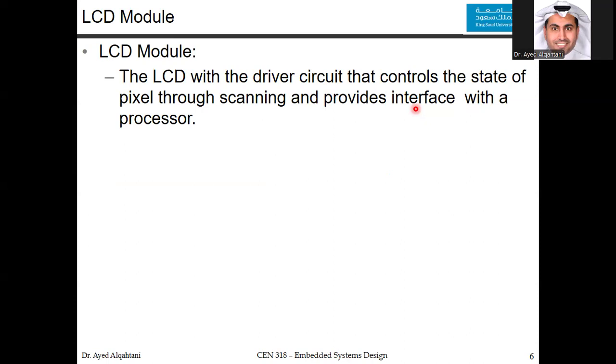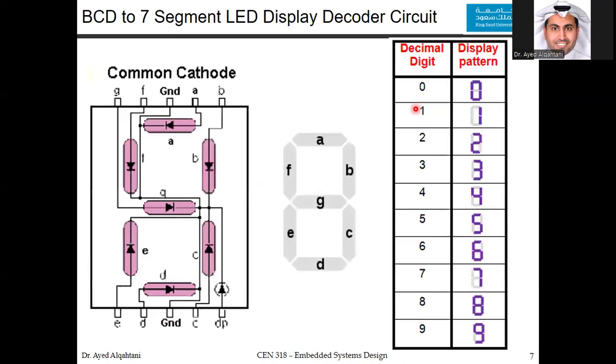So here's an example that you might have studied in a digital design course, which is the BCD to 7-segment LED display decoder circuit. You have a 7-segment display. The segments are called A, B, C, D, E, F, and then G. And there is actually a small chip that has a ground and a VDD, and it has outputs A, B, C, D, E, F, and G.